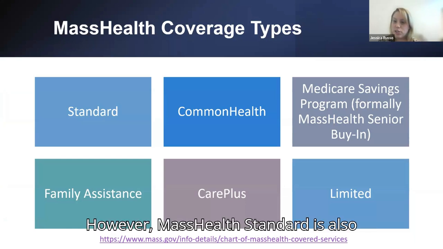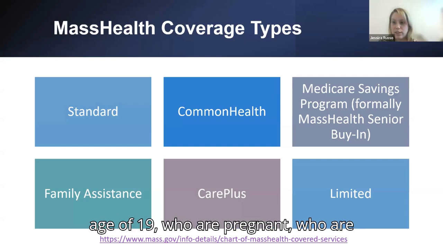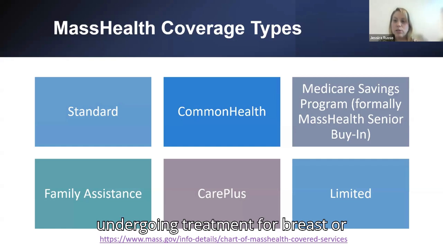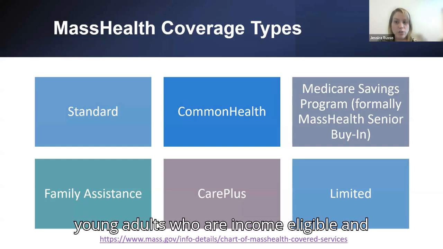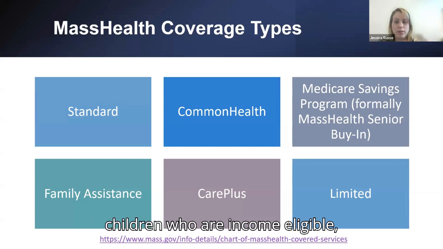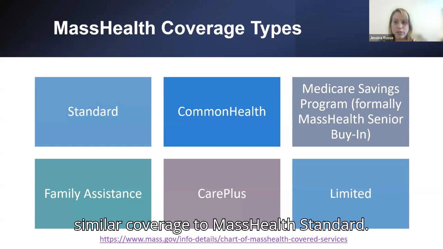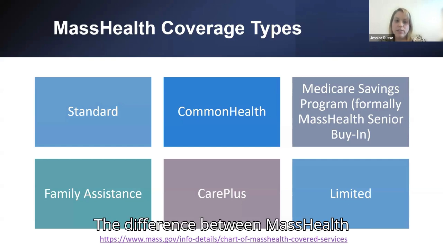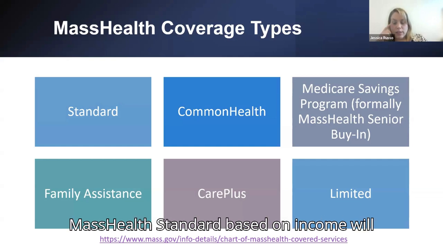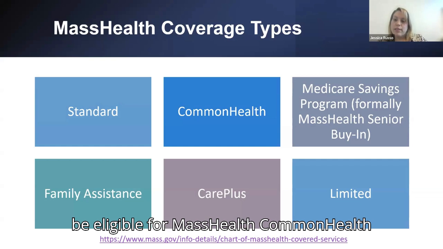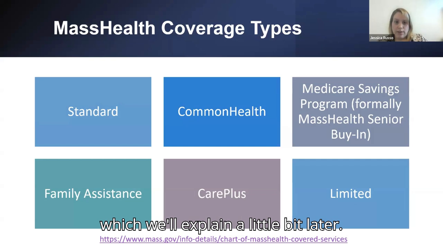However, MassHealth Standard is also available to income eligible individuals who are caretakers for children under the age of 19, who are pregnant, who are undergoing treatment for breast or cervical cancer, who are HIV positive, young adults who are income eligible, and children who are income eligible. MassHealth CommonHealth has very similar coverage to MassHealth Standard. The difference between MassHealth Standard and MassHealth CommonHealth is that individuals who are not eligible for MassHealth Standard based on income will be eligible for MassHealth CommonHealth, and in some cases have to pay a premium, which we'll explain a little bit later.